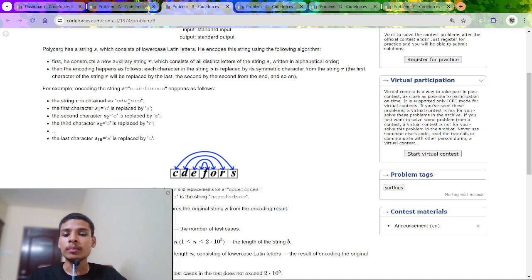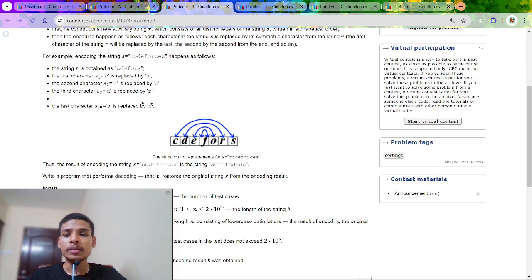Now you have to map the characters. But how? You will map the first character with the last character, the second character with the second last character. Okay, so that's how you have to map the characters. After mapping, you have to replace each and every character with its mapped character. For example, if there's a position where C is occurring, you have to replace C with S, and if there is a position where S is occurring, you have to replace S with C.